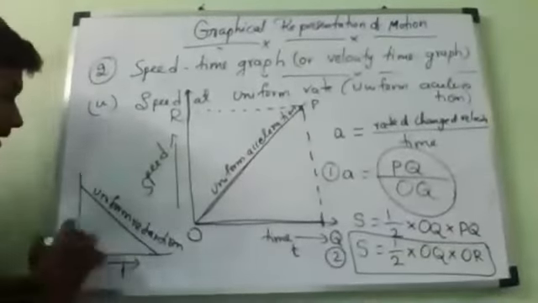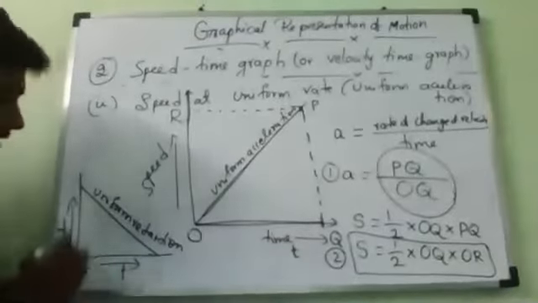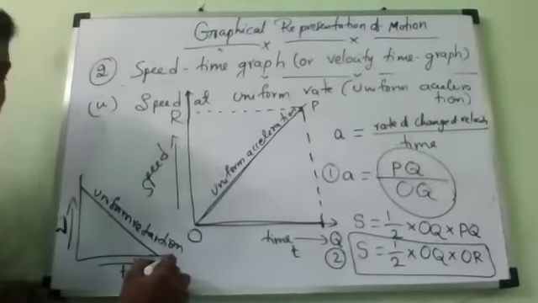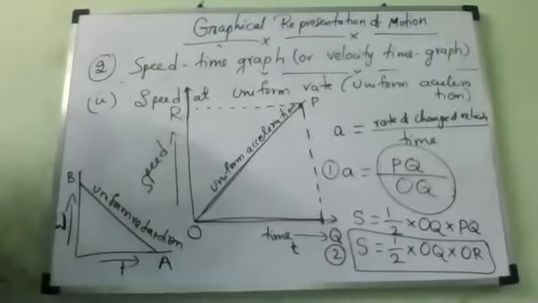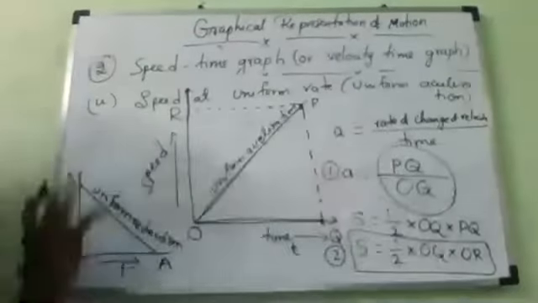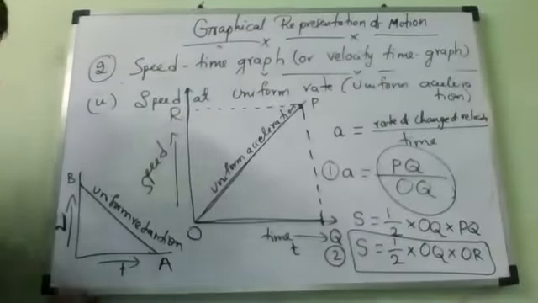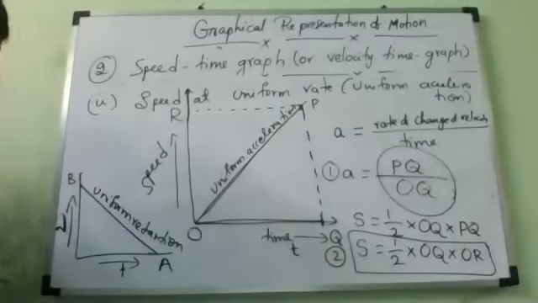So this is time and this is speed. Speed graph. This is point A and this is point B. This is the uniform retardation graph. You remember? The same way we can calculate it. That's all. Is it clear? Yes, sir. Is it completed?